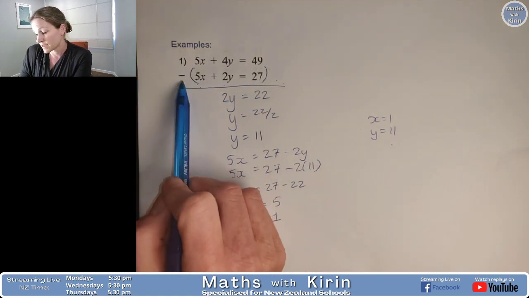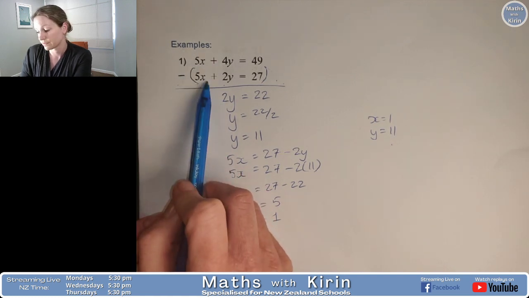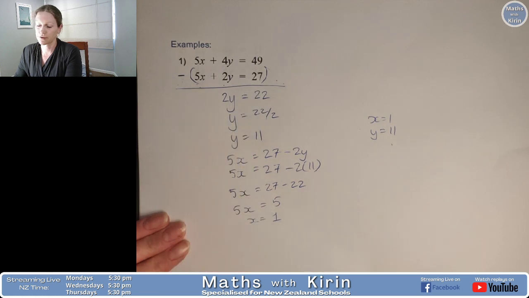Okay, so in this case, subtracting the equations meant that we eliminated our x variables. So we just solved for y first and then substituted for x.